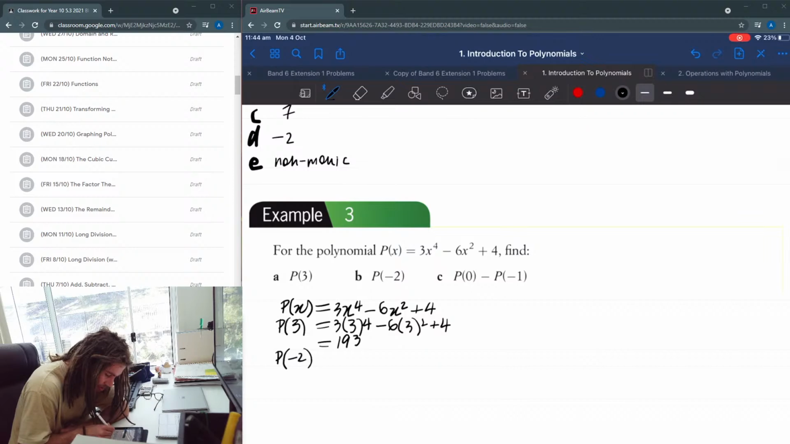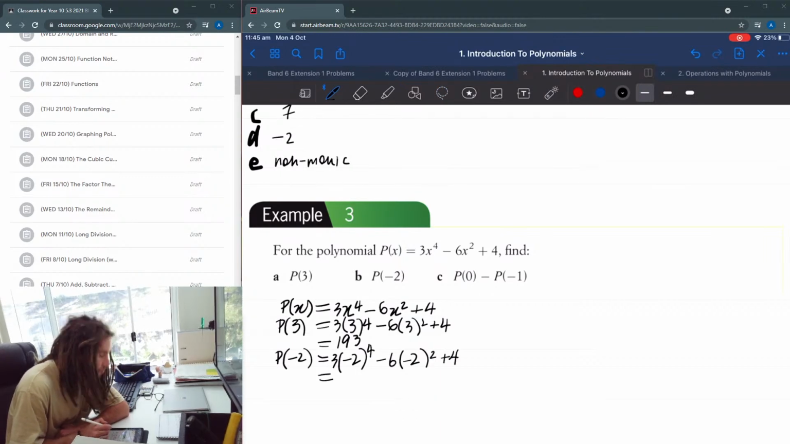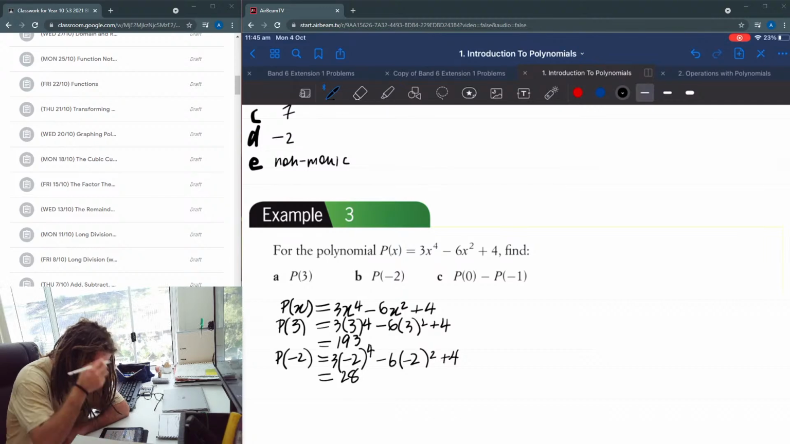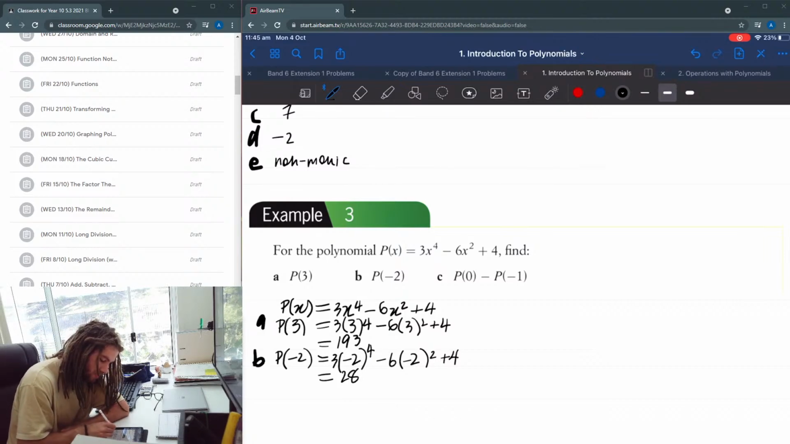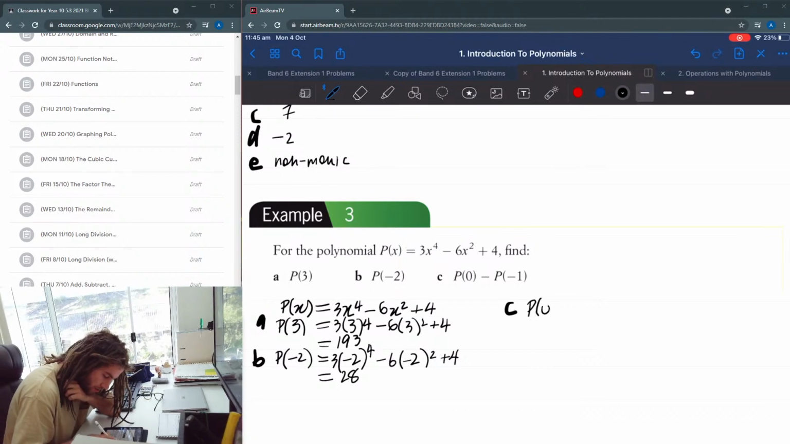P of minus 2, so be careful, use brackets. And we've been doing this for a long time. This is just like finding the x and y intercepts, but instead we put zeros in, right? That 4 doesn't even look like it's on the power, so let's just fix that. Plus 4, off the top of my head, that should be around 28. And then, okay, this last one, so that was A, B. This last one's C. P of 0, so remember, that is finding the y-intercept. Okay, so P of 0 minus P of minus 1. So P of 0 is going to be, let's just do these separately.